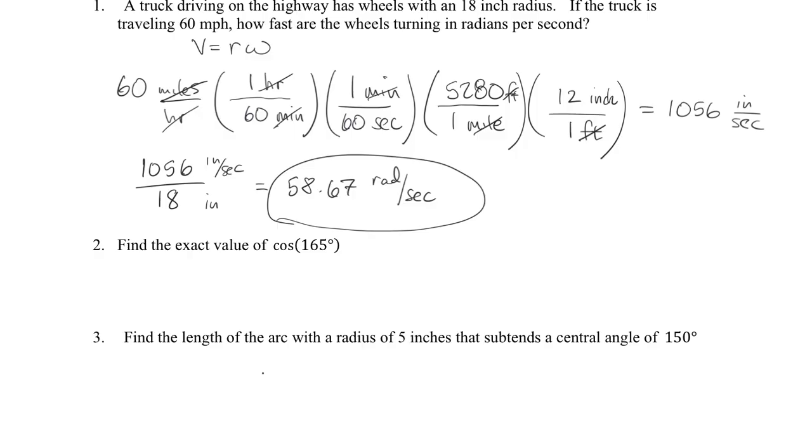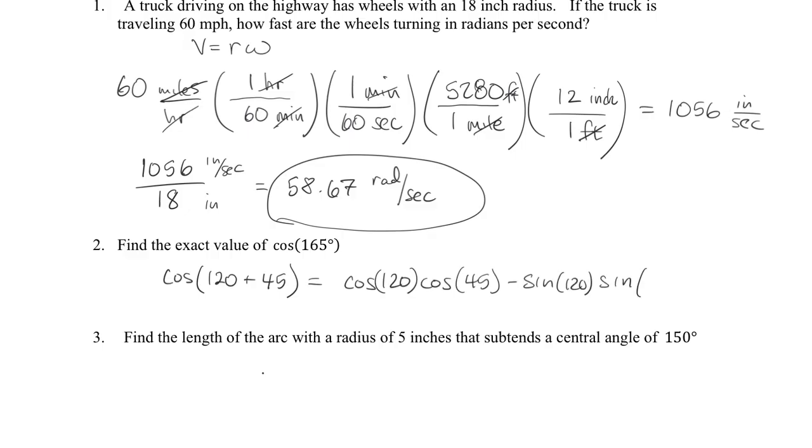So I'm going to use the sum formula for cosine. Cosine of 165 can be cosine of 120 plus 45. And then the identity for that is cosine 120 cosine 45 minus sine 120 sine 45.